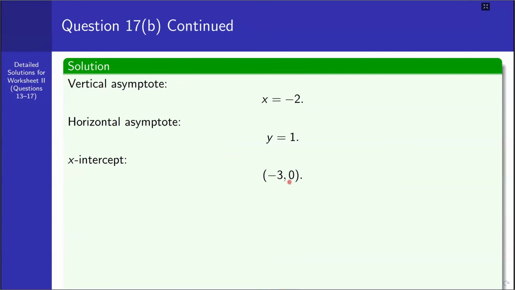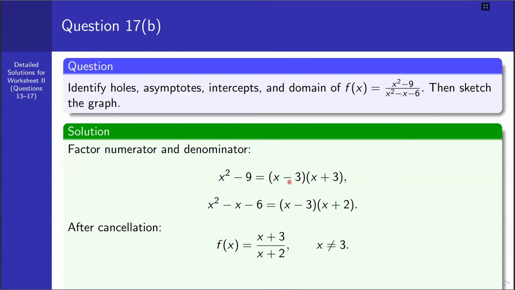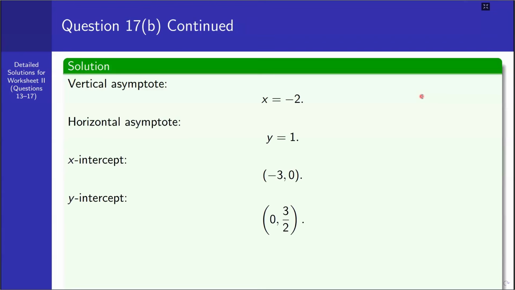To find the y-intercept, we set x equal to 0. What do we get? When x is 0, we have -9 over -6, which can be further simplified to 3 over 2, so (0, 3 over 2) would be the y-intercept of the graph. Then what is the domain? Excluding the values that make the denominator zero, the set of real numbers except -2 and positive 3 is the domain of this rational function.